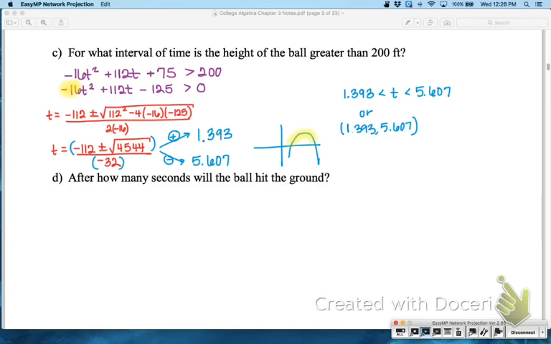Okay. Questions? You can always look at the graph. If it was an inequality where it was less than 0, then we'd want the parts that are below the x-axis.